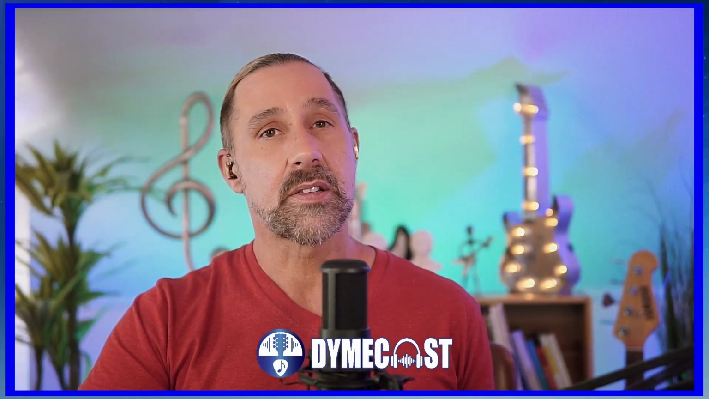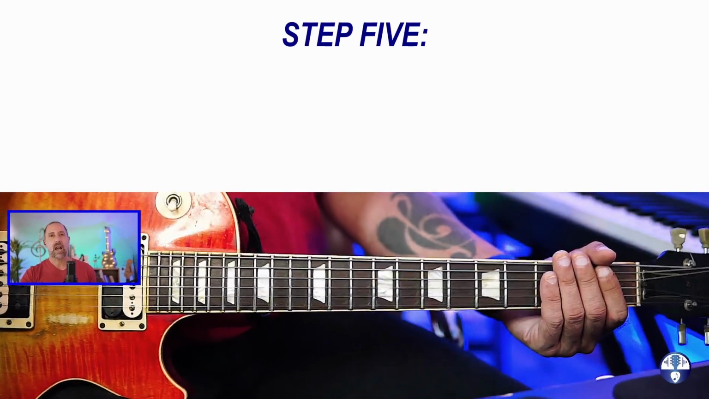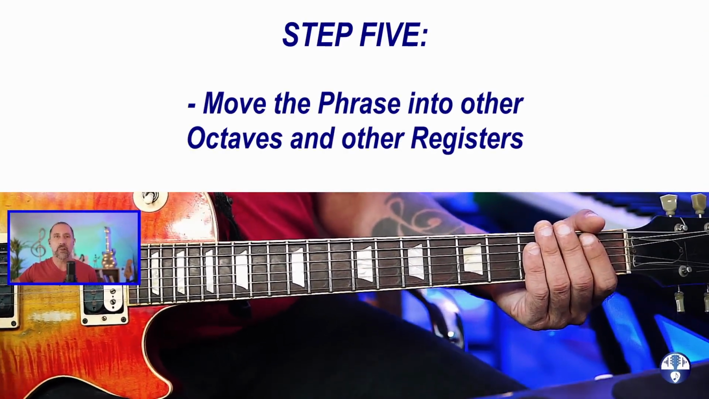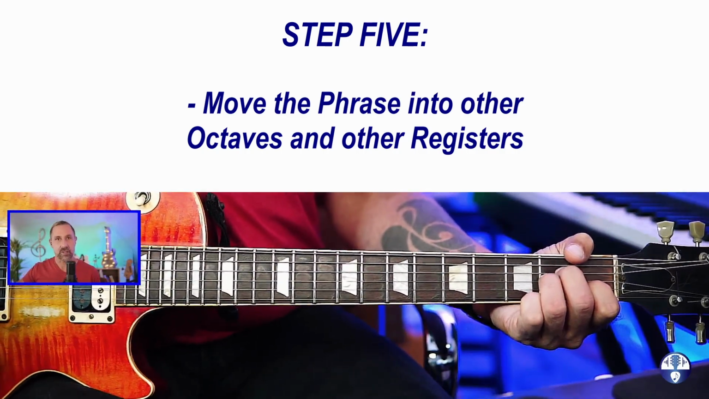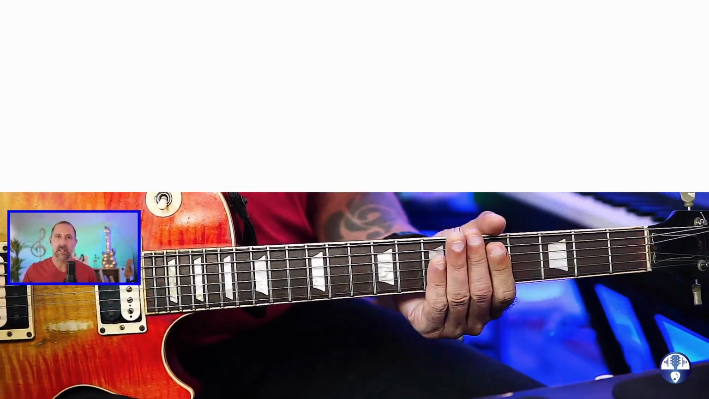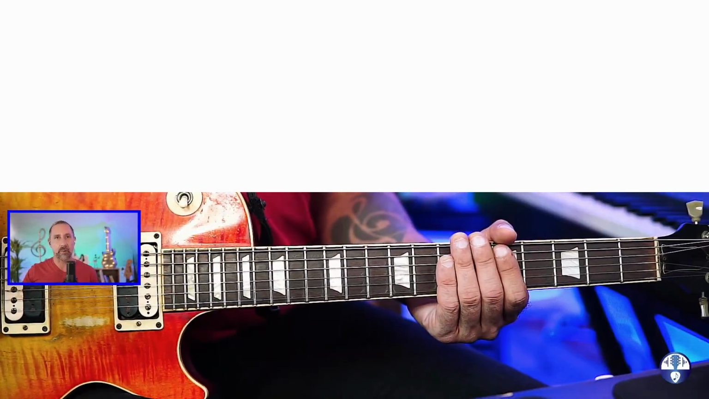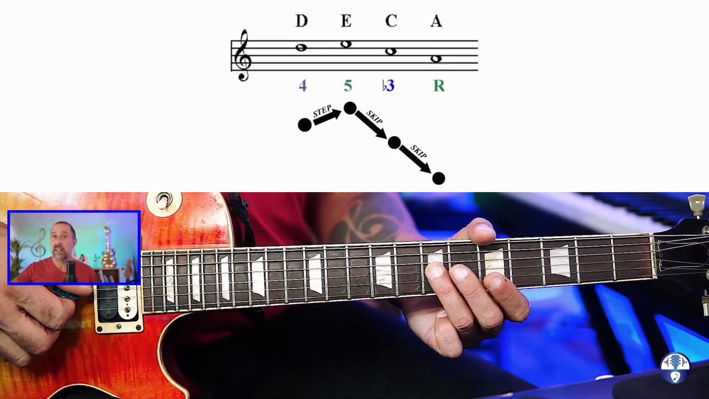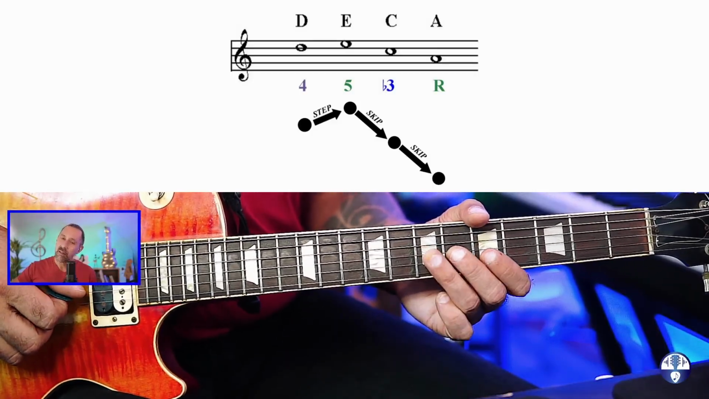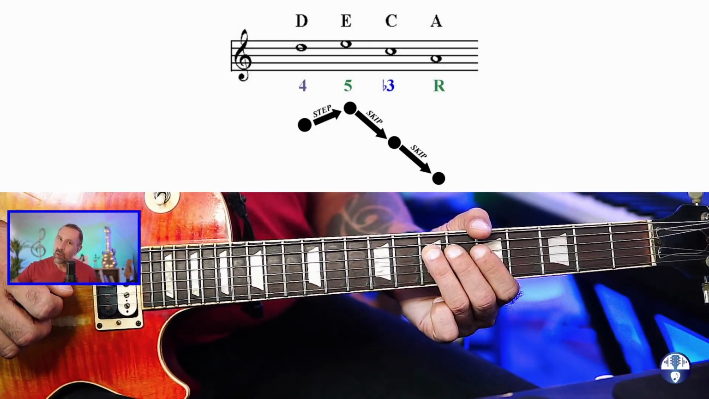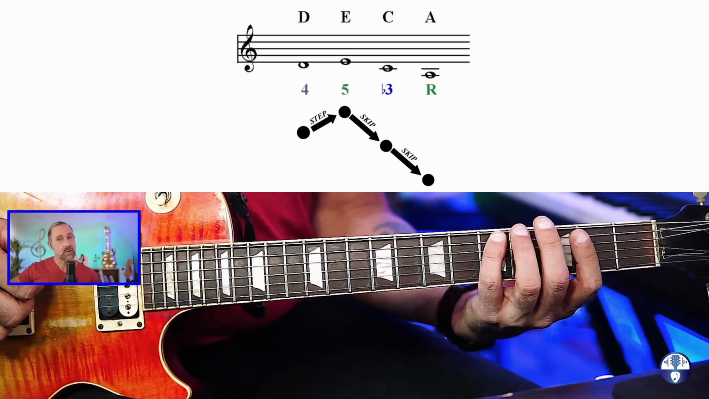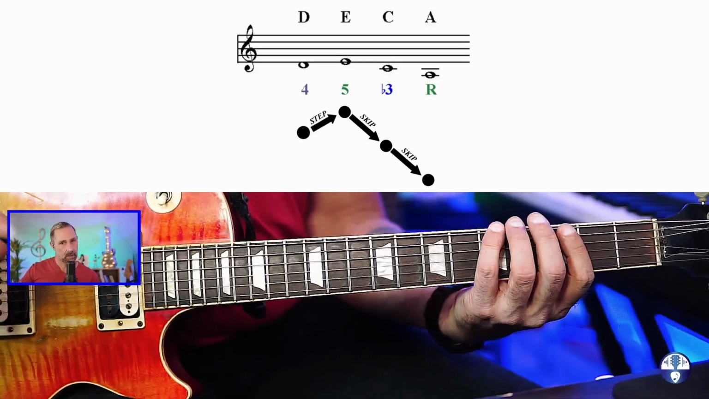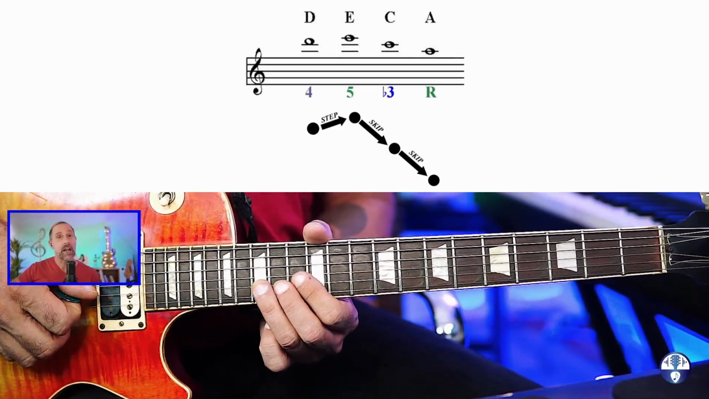Step 5 is the next real challenge because it also relies on a solid understanding of fretboard mechanics. With step 5, we want to move the phrase into other octaves and other registers. I really like this step because it's such a powerful way to illustrate how different a phrase can sound and feel when it is played in a mid-range register versus a lower register versus a much higher register.